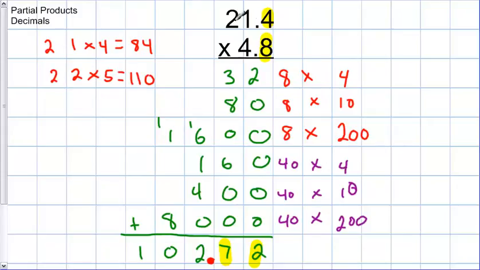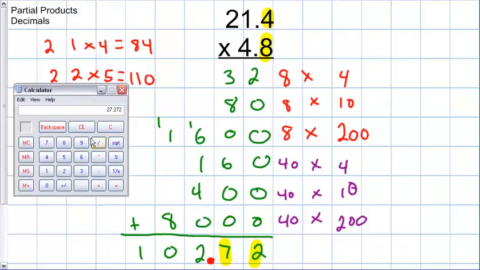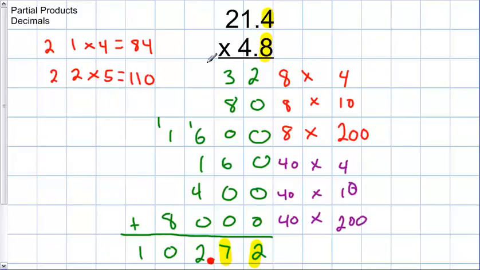Now how did I get the 21 and the 22 and the 4 and the 5? Well, 21 and 4/10 is in between 21 and 22, and 4 and 8/10 is in between 4 and 5. So that's how I came up with those numbers. So let's get out my calculator to check, just to make sure. So we've got 21 and 4/10 times 4 and 8/10. I get 102 and 72 hundredths. And there you go. There's partial products with decimals.